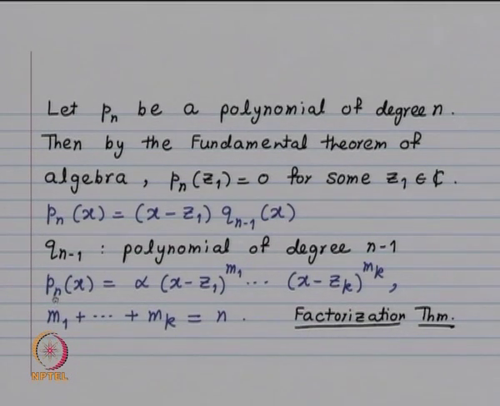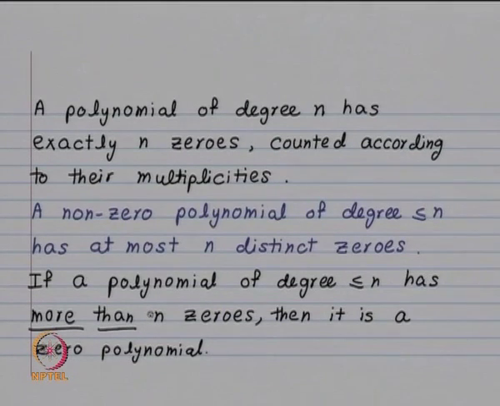So, continuing this process, we get P_n(x) to be equal to (x minus z_1) raised to m_1, up to (x minus z_k) raised to m_k, multiplied by a constant, where m_1 plus m_2 plus up to m_k is equal to n. So, we say that P_n has exactly n roots counted according to their multiplicity. z_1 is counted to be a root of multiplicity m_1. From this factorization theorem, one can say that a polynomial of degree n has exactly n zeros counted according to their multiplicities. So, a non-zero polynomial of degree less than or equal to n will have at most n distinct zeros. When I say a polynomial of degree n, it is automatically a non-zero polynomial.